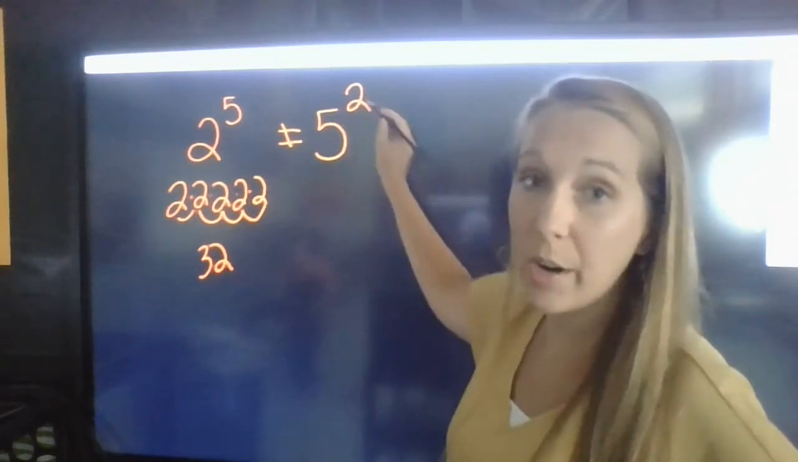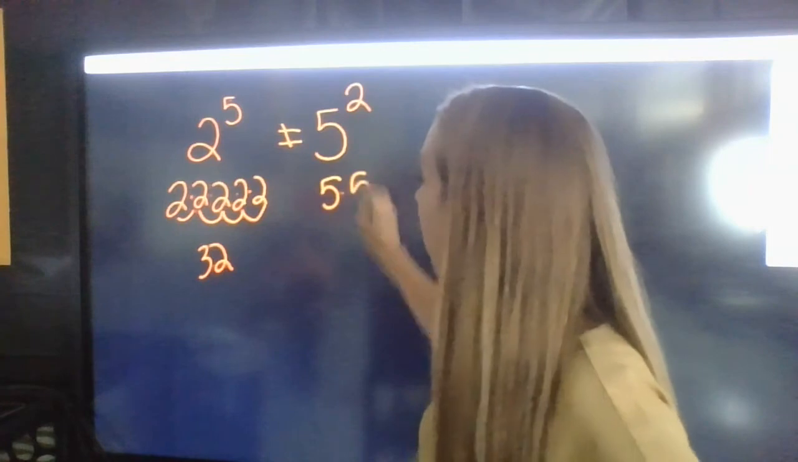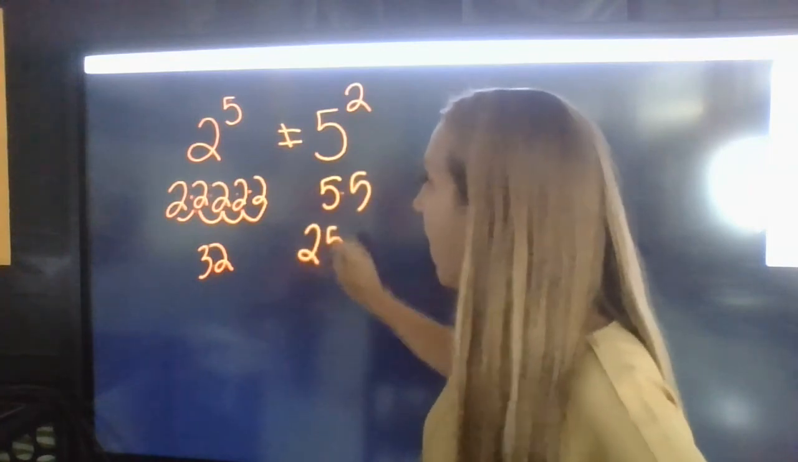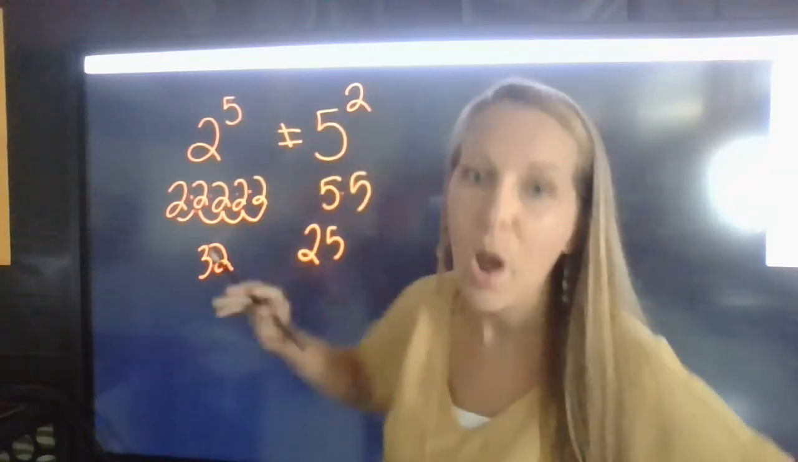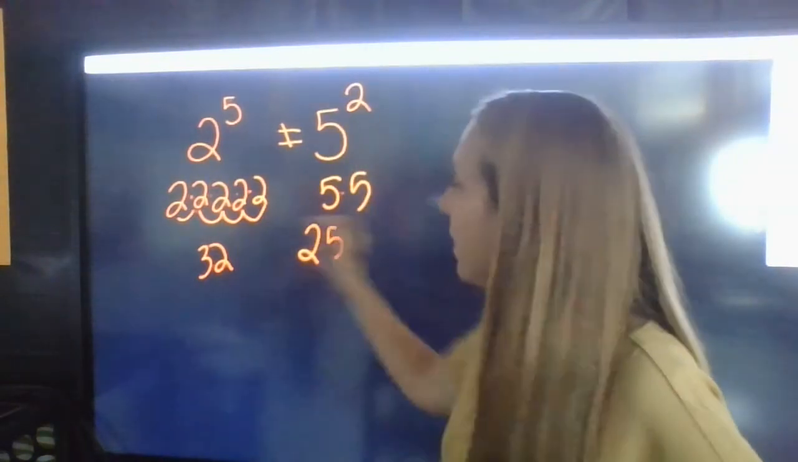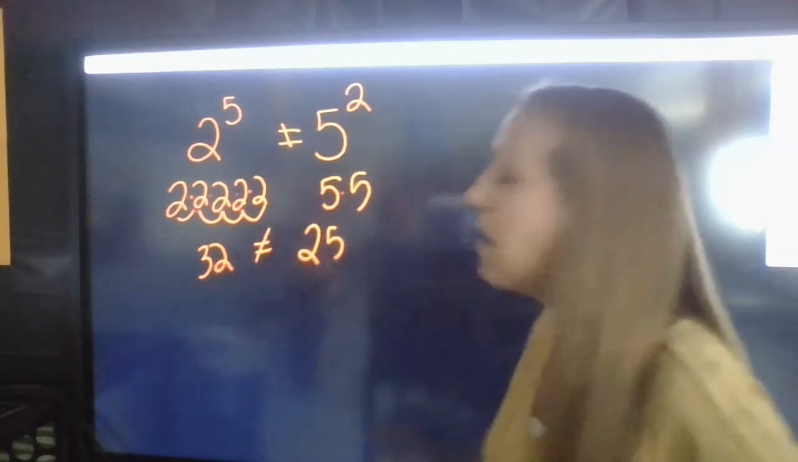5 squared would be 5 times 5. So we're going to say 5 times 5, which is 25. So 2 to the 5th power and 5 squared are not the same thing, and we can see that very easily here. These are not equal because 32 is not equal to 25.